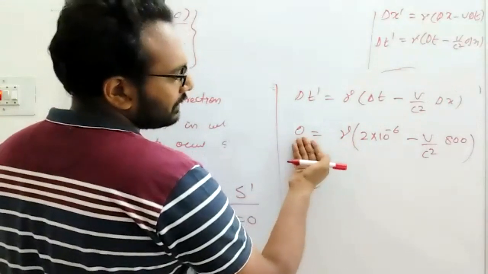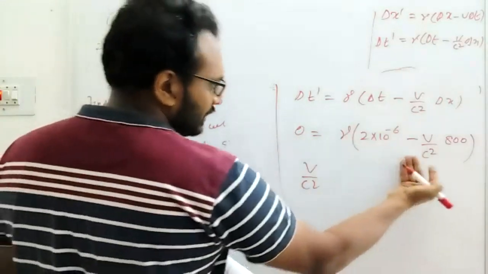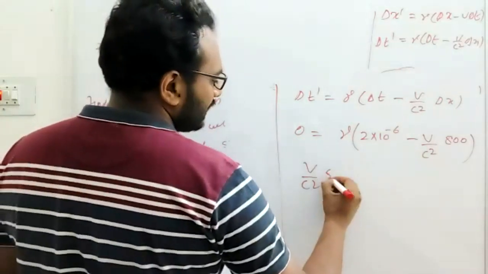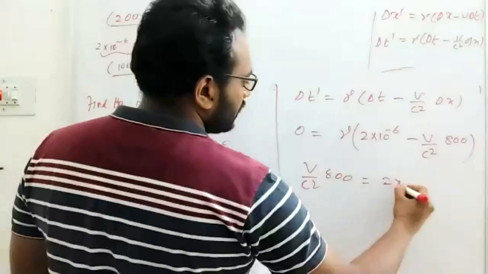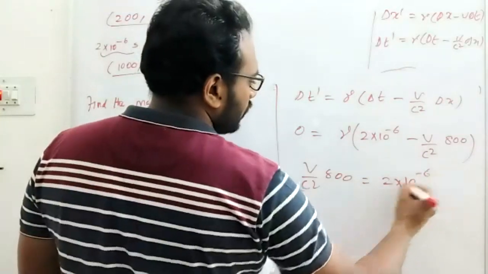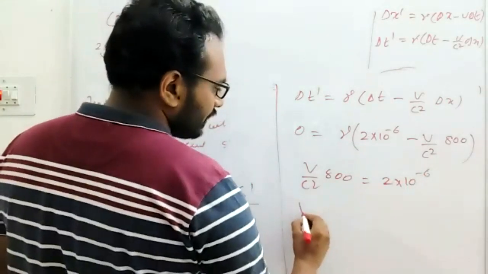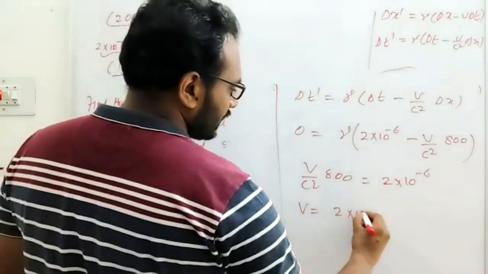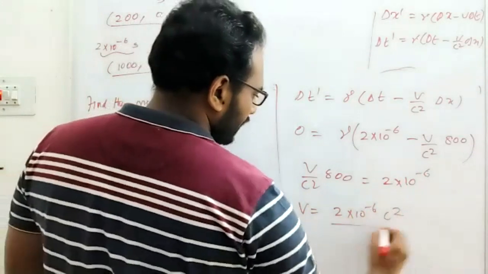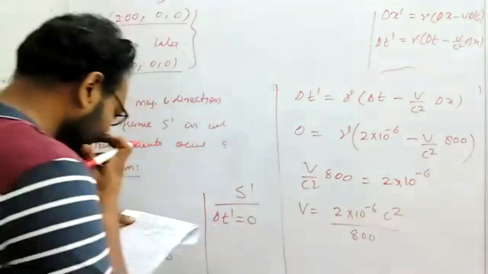Okay, this is a 0 here, so this gamma doesn't change anything. This term has to be 0, right? So V by C square 800 is equal to 2 into 10 raised to minus 6, right? So from here we see that V is equal to 2 into 10 raised to minus 6 C square divided by 800. Is that correct?